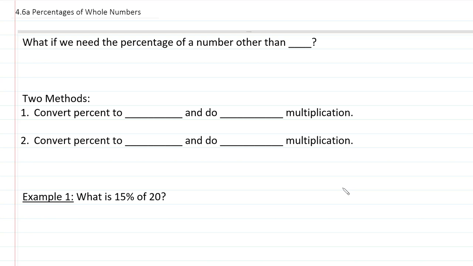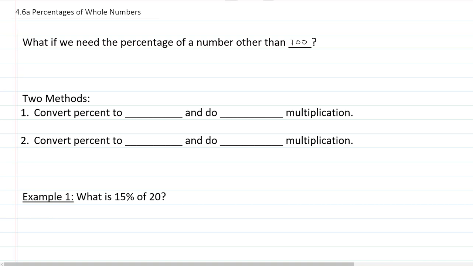4.6a, percentages of whole numbers. What if we need the percentage of a number other than 100? Well, there are two methods we're going to look at in handling this problem. First of which is converting percent to a fraction, and then doing fraction multiplication. The second method is converting percent to a decimal and doing decimal multiplication. Let's go through these methods in the examples.